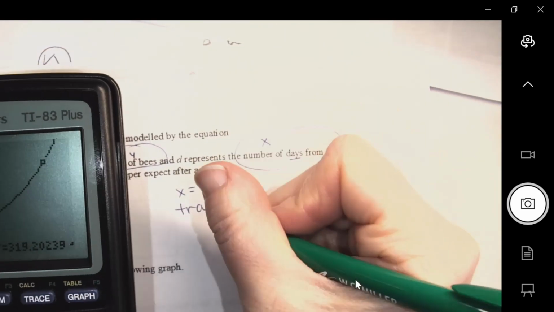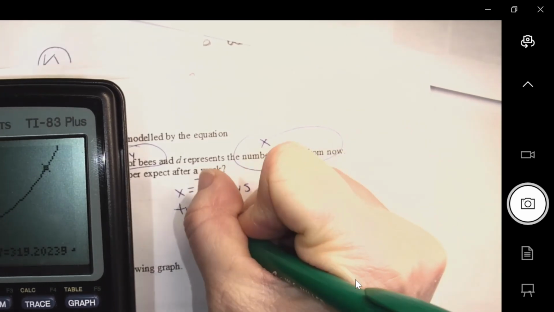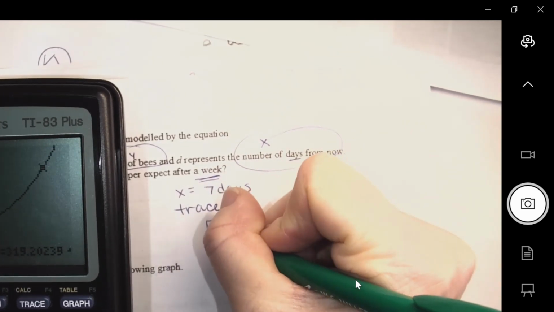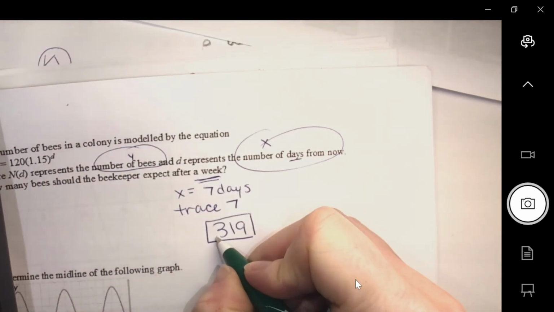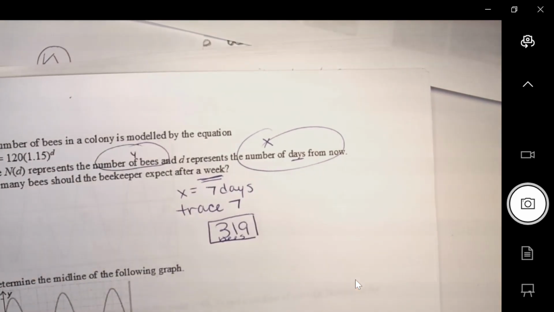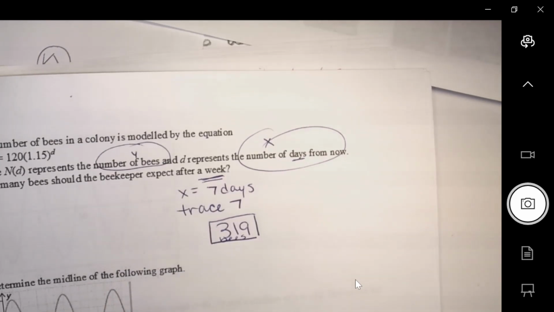So this one on your exam, I would expect you can write this as a whole number, right? Some places you're going to be rounding to 2 decimals, but if it's a bee, just do it to a whole number.